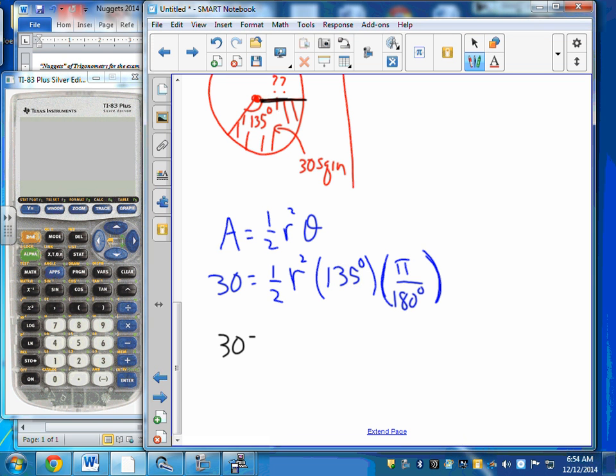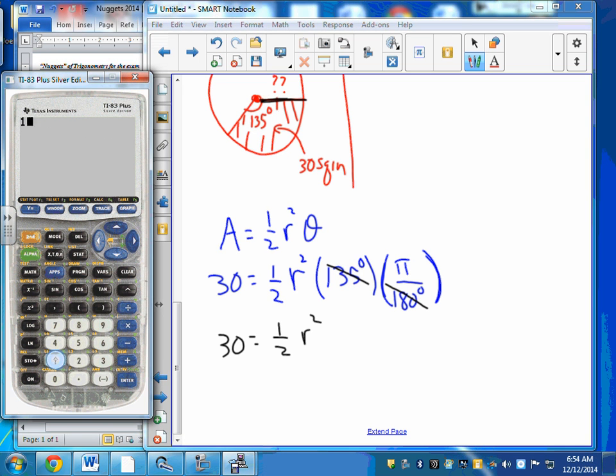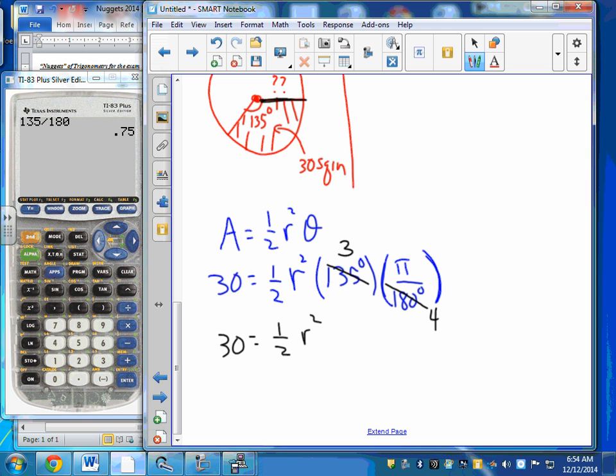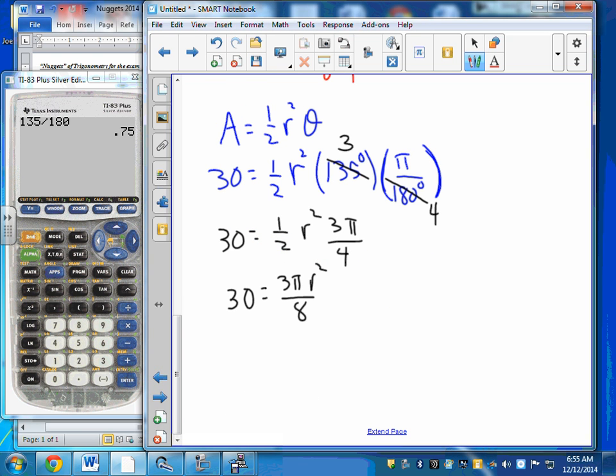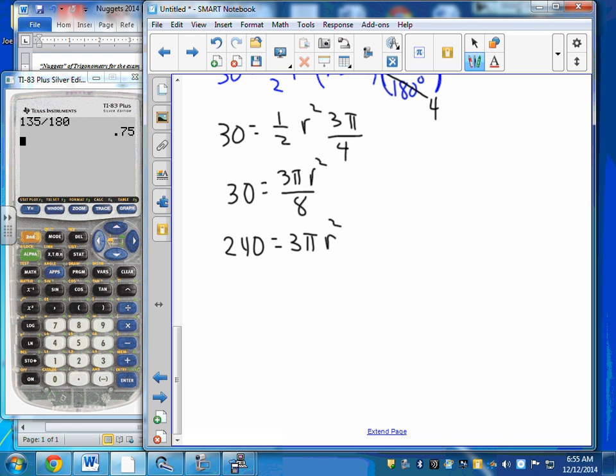We have 30 is 1/2 r squared. Let's see, if we simplify this fraction right here, and your calculator will be available for most of the exams. So 135 divided by 180, sure enough, exactly 3/4. So we have 3 pi over 4. So again, a little bit more arithmetic here. We've got 3 pi r squared over 8. I'm trying to figure out what r is. Multiply both sides by 8. 240 is 3 pi r squared. Divide both sides by 3 pi. So r squared is 240 over 3 pi, or r squared is 80 over pi, right?